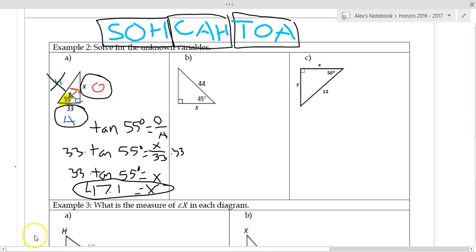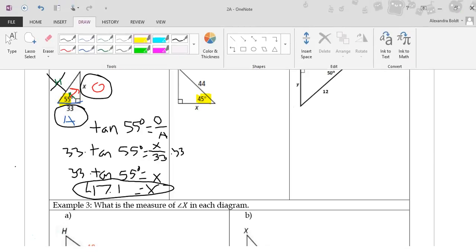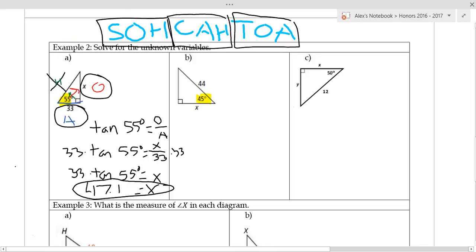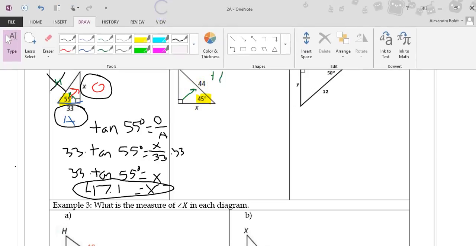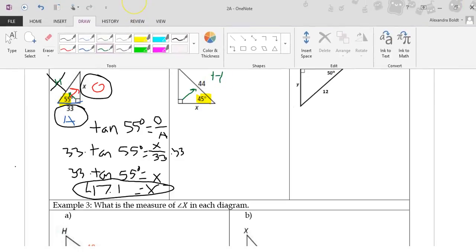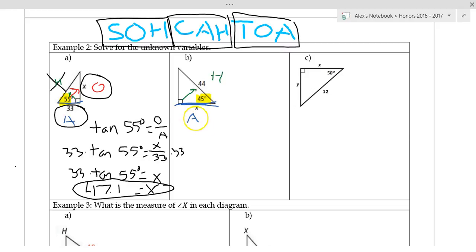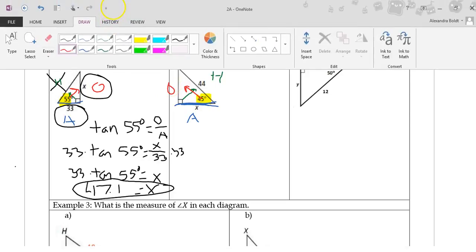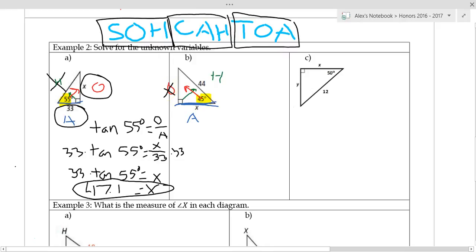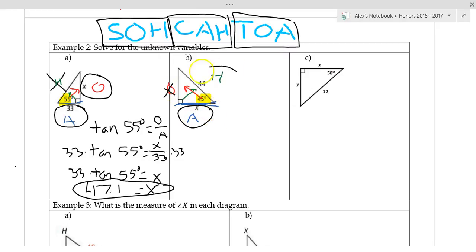Alright, looking at B. I'm going to do the same thing where I mark my angle. I have 45 degrees. And then I have to mark all my sides: opposite, adjacent, and hypotenuse. So my hypotenuse is across from the right angle. And then my adjacent side is next to the marked angle, meaning adjacent to whatever angle you're looking at. So that's my adjacent. And the opposite side is across. Again, I want to look for the sides I'm actually going to be using. There's nothing next to my opposite side. So in this one, I'm going to be using adjacent and hypotenuse.